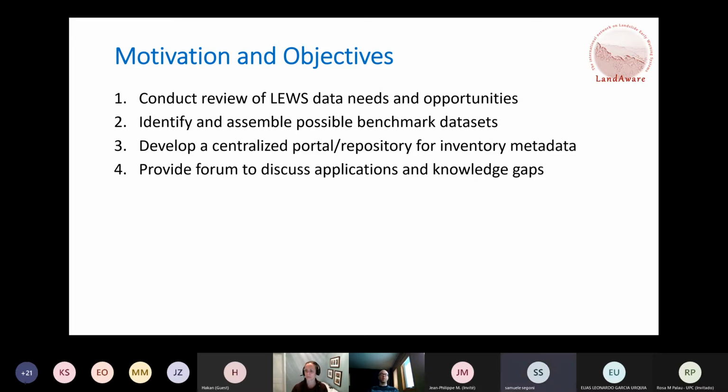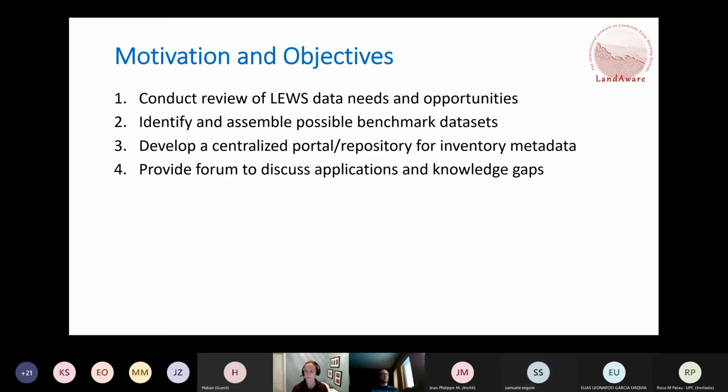Second, identify and assemble some possible benchmark data sets. We'll get into this, but in a lot of other modeling communities, there is an established set of benchmark data sets that people can use to test their models against to make sure they're getting the right performance statistics. We'd like to consider something like that for landslide early warning systems. We're not aware of something like that that's happened in the past.